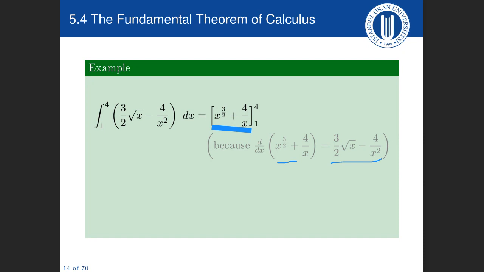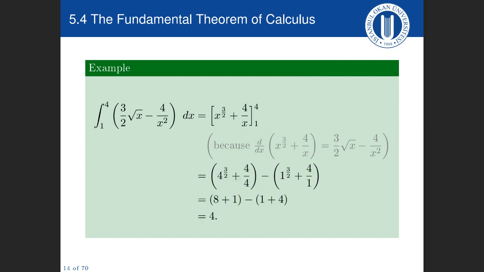So all that's left to finish this problem is to put in 4 and then minus and then put in 1. 4 to the power of 3 over 2 plus 4 over 4, and then minus 1 to the power of 3 over 2 plus 4 over 1. I'll leave it for you to check that that simplifies to 4.